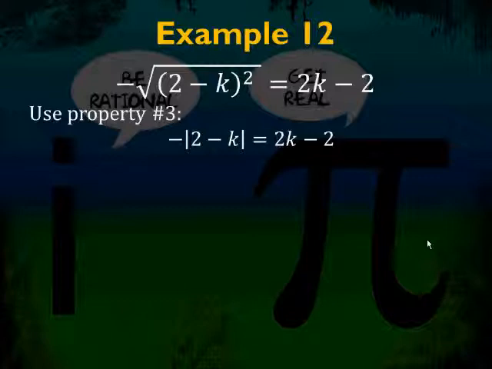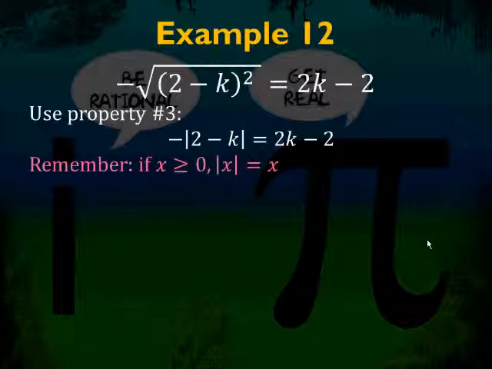Now, if you remember doing absolute value, the definition of the absolute value of x is, if x is 0 or positive, then the absolute value of x is merely x. But if x is negative, then you have to flip the sign. So the absolute value of x would be negative x. So for example, if x is 4, then the absolute value of 4 is 4. But if x is negative 3, then the absolute value of negative 3 is negative negative 3, or positive 3. With that in mind, we have to split this problem into two different cases.